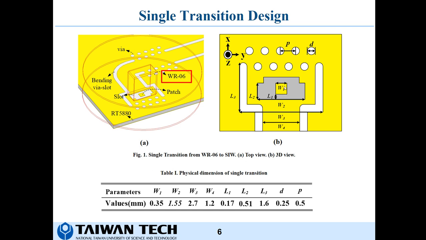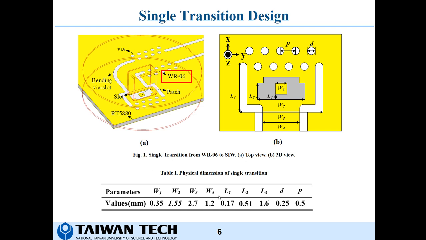And we use the surrounding slot to transform the TE10 mode from the WR06 to the SIW smoothly on the printed circuit board. The design is fabricated on a 10 mil Rogers RT/duroid substrate. And here's the table to summarize the physical dimensions of the proposed design.